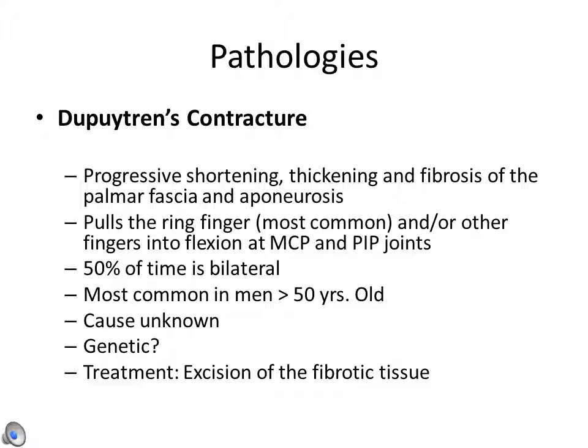50% of the time it is bilateral. It is most common in men greater than 50 years old. The cause is unknown, but there is some thought that it may be genetic. Treatment for this contracture involves excision of the fibrotic tissue.